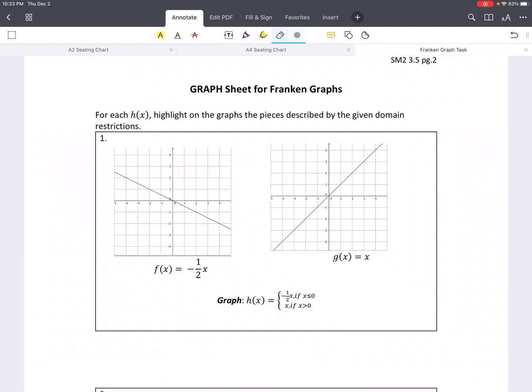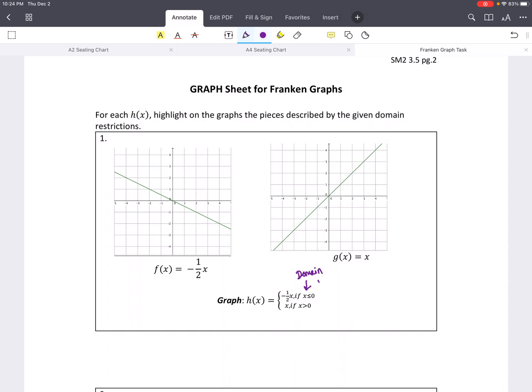Okay, you're going to start today by going through this graph sheet. For each h of x, highlight on the graphs the pieces described by the given domain restrictions. So if you look at number 1, we have two graphs. We have f of x as negative 1/2 x, and we have g of x as x. Graphs are shown, and h of x is saying, well, you're going to have this negative 1/2 x, but this is only going to be where x is less than or equal to 0.